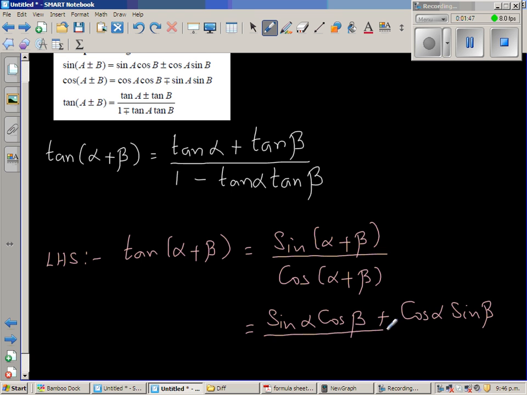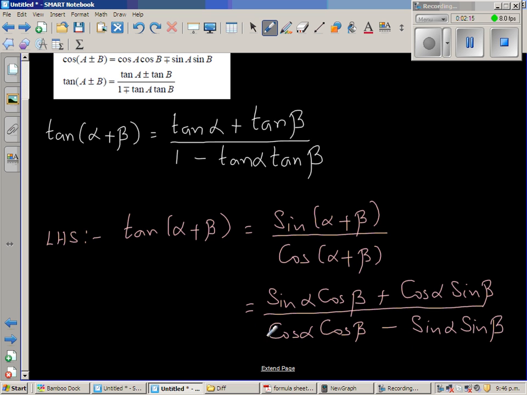over, for cos alpha plus beta, cos A plus B is cos A cos B minus sine A sine B. So if it is plus, you have to put a minus there. The denominator would be cos alpha cos beta minus sine alpha sine beta. Now the next step is something you have to remember.